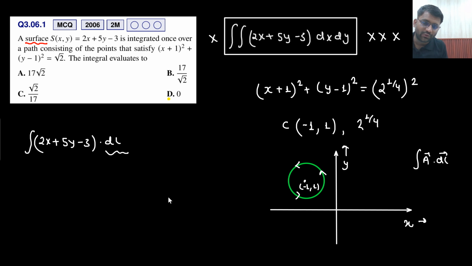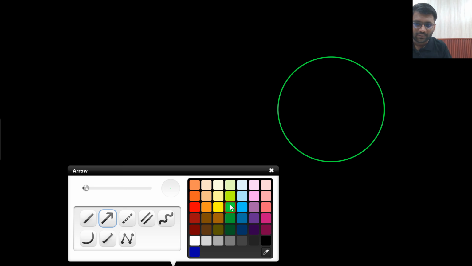What I will do is that I will assume x as minus 1 plus r cos theta. This kind of question we have already solved. X I am assuming as minus 1 plus r cos theta, and y I am assuming as 1 plus r sin theta. Basically, let me make the bigger circle which was having a center at minus 1 comma 1, and the radius is r.